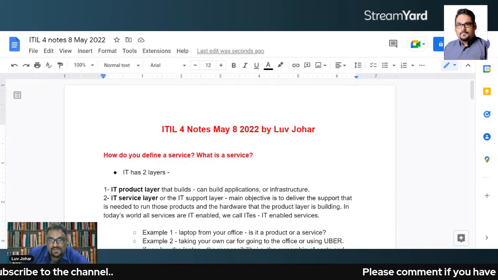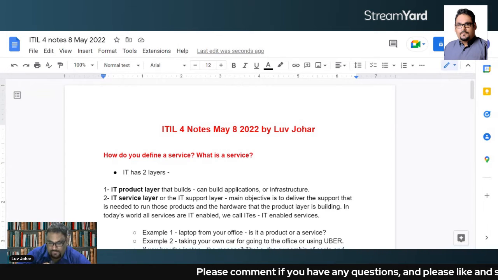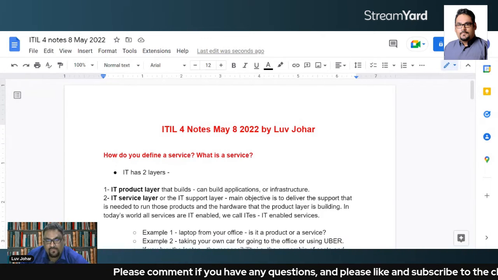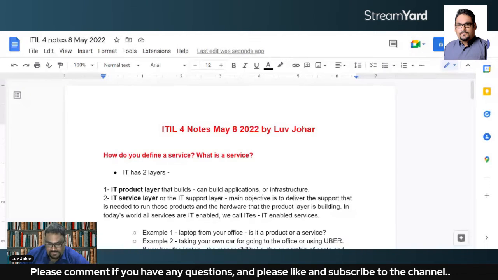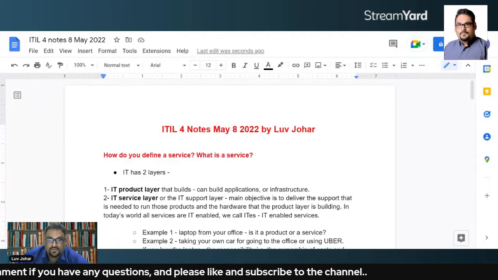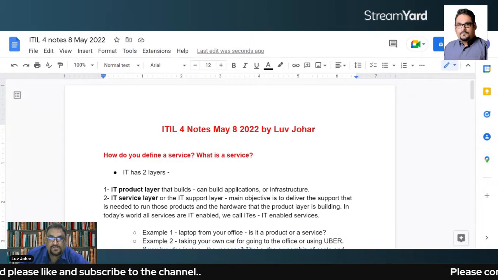Today, we will understand the first concept of ITIL 4, the very basic concept of ITIL 4, which is: what is a service, guys? How do you define a service? What is a service all about? So, let us try to understand.